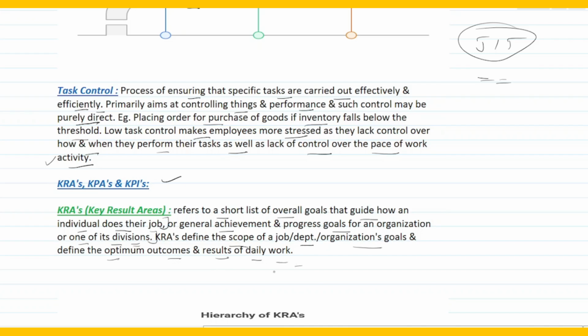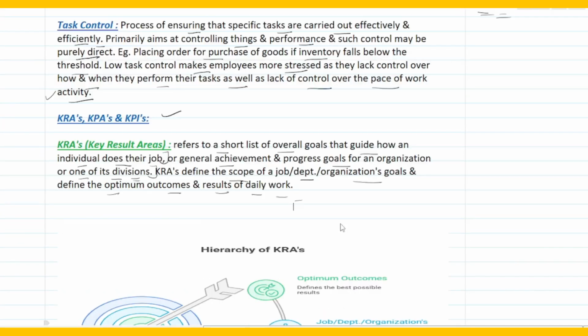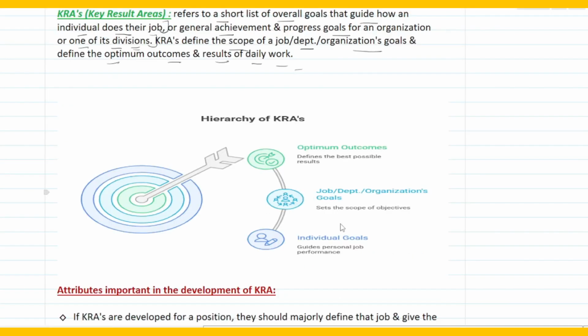So the idea of key result area is basically to define the scope of a job or the department, or you can say even an individual. When I say a job, it's obviously an individual, or organizational goals, and define the optimum outcomes and results of daily work. Simply look at this diagram, you would be able to understand. If you just summarize this diagram, that will summarize the entire KRA. So first of all, you talk about the optimum outcomes. When I say KRA, it should be optimum outcomes. So it defines the best possible results. Then job or department or organizational goals, that sets the scope of the objectives, and individual goals and guides personal job performance. So this is what KRA is all about.